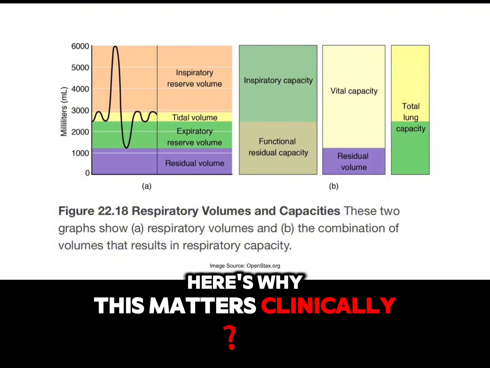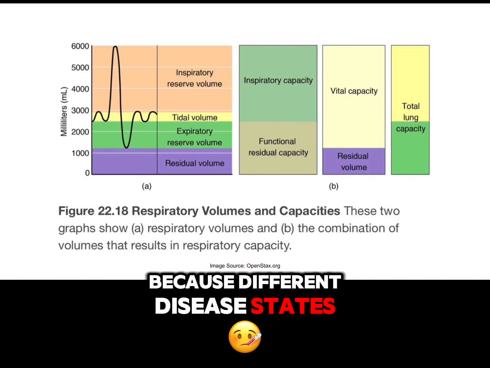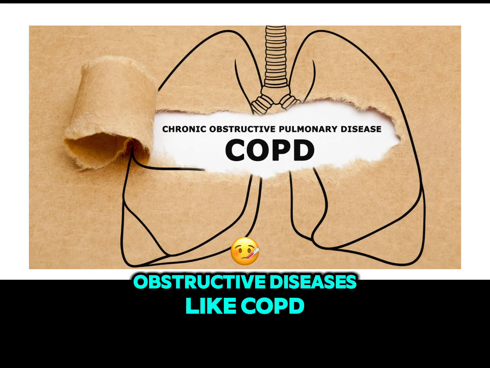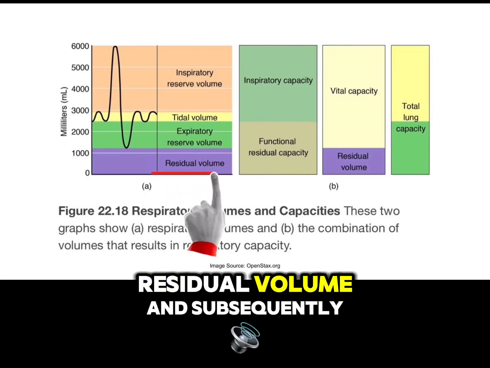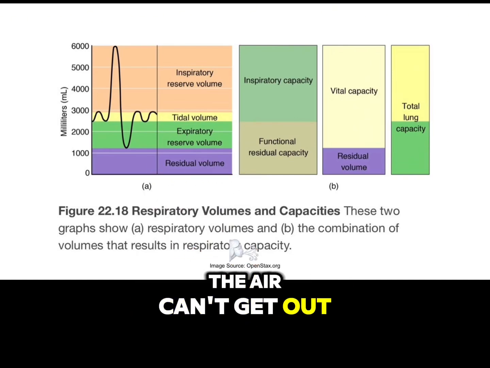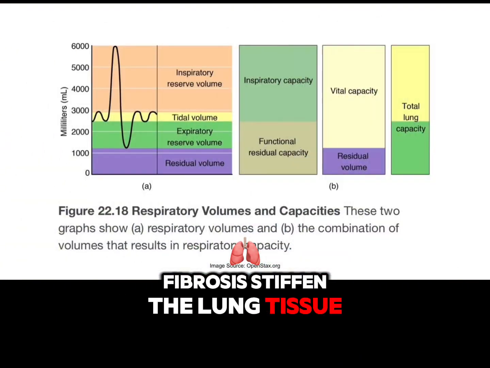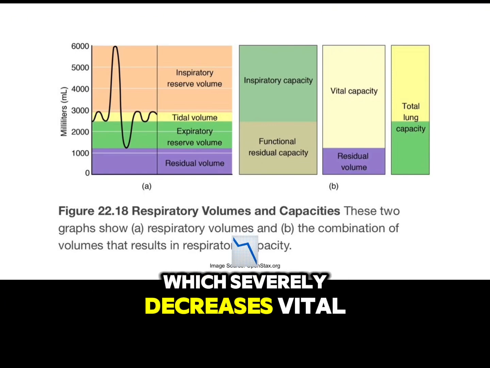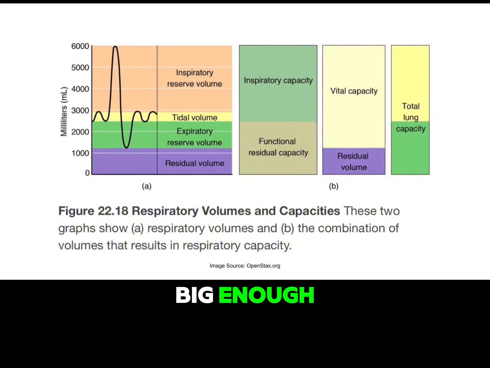Here's why this matters clinically. Lung volume measurements are essential diagnostic tools because different disease states drastically alter these volumes. Obstructive diseases like COPD or severe asthma trap air, causing an increase in residual volume and subsequently total lung capacity. The air can't get out. Restrictive diseases like pulmonary fibrosis stiffen the lung tissue, mechanically reducing the ability to expand, which severely decreases vital capacity and total lung capacity. The lungs can't get big enough.